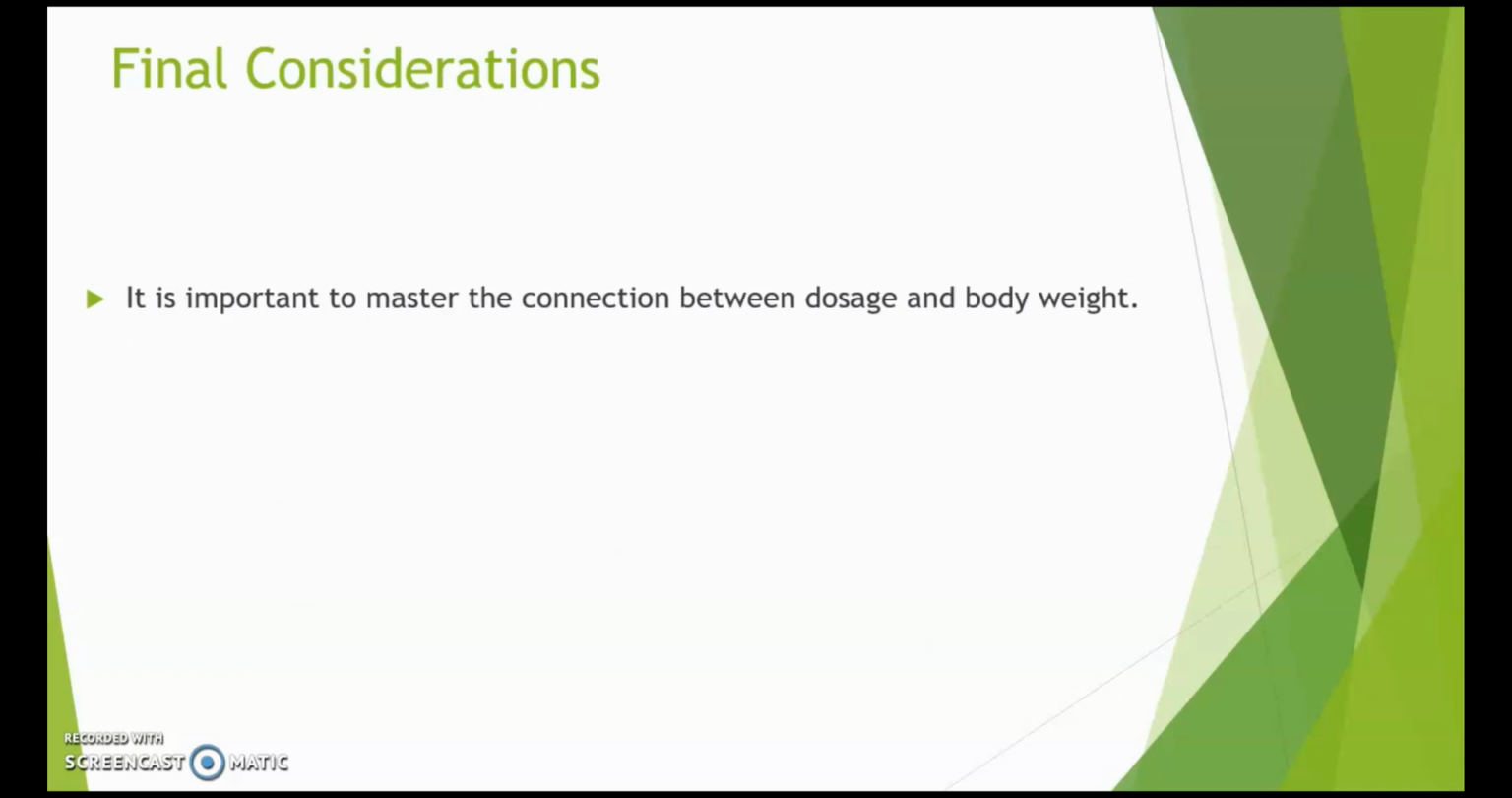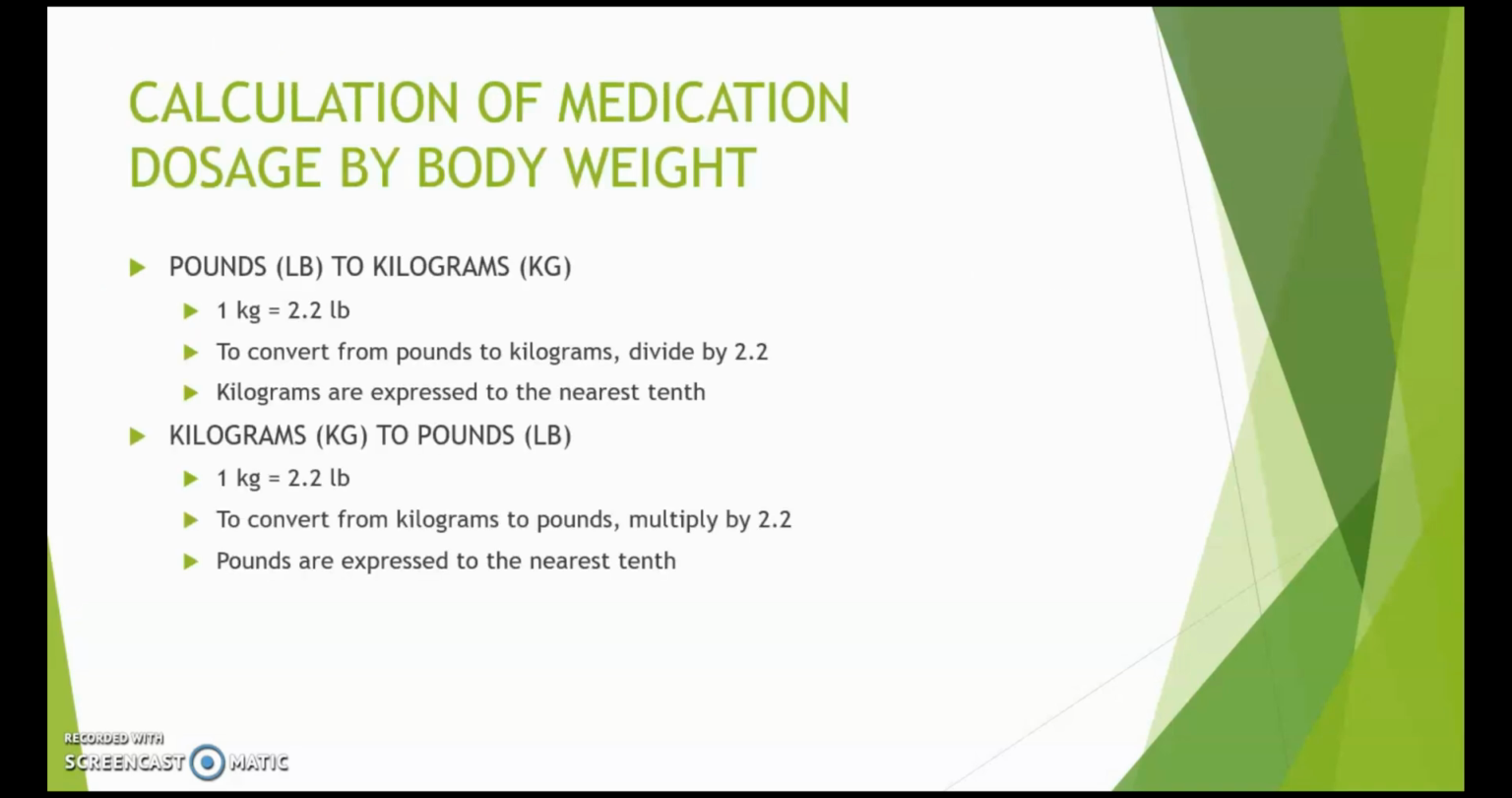Final consideration: it is important to master the connection between dosage and body weight. Again, calculation of medication dosage by body weight, so this should also be very, very familiar. Pounds to kilograms: 1 kilogram is equal to 2.2 pounds. To convert from pounds to kilograms, divide by 2.2, with kilograms expressed to the nearest tenth. Kilograms to pounds, the opposite: to convert from kilograms to pounds, multiply by 2.2.